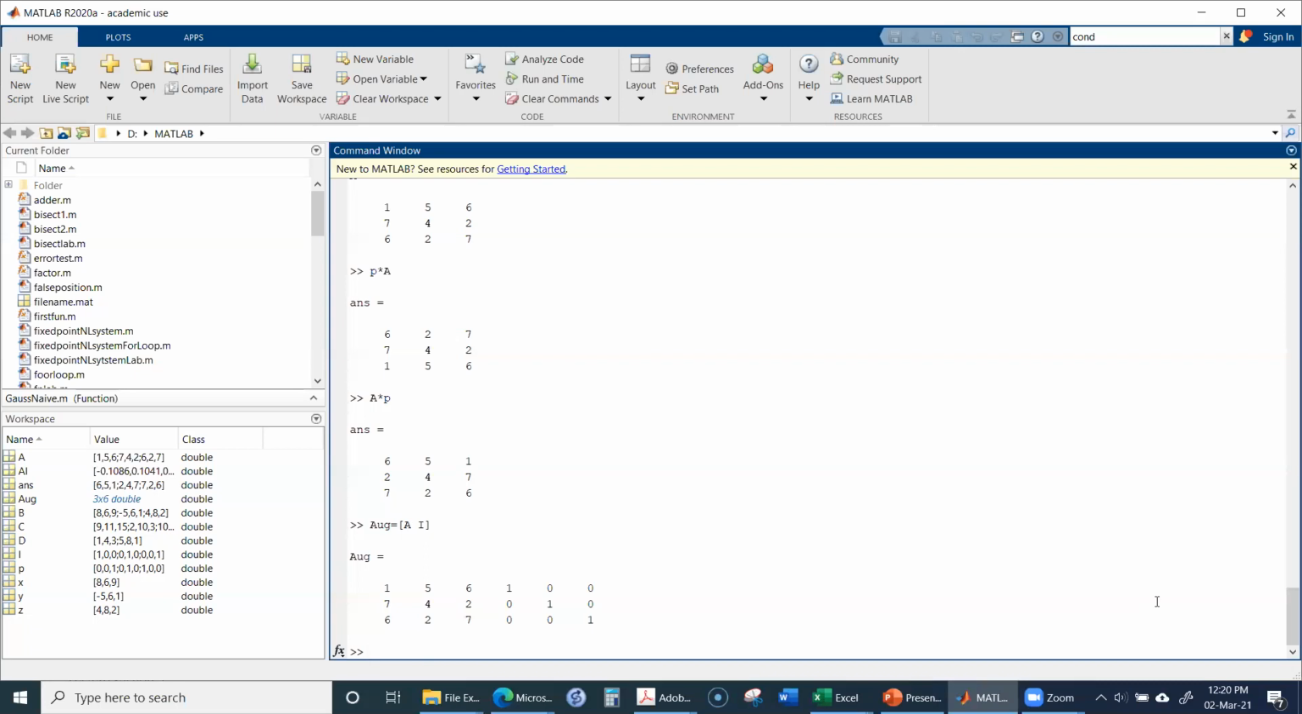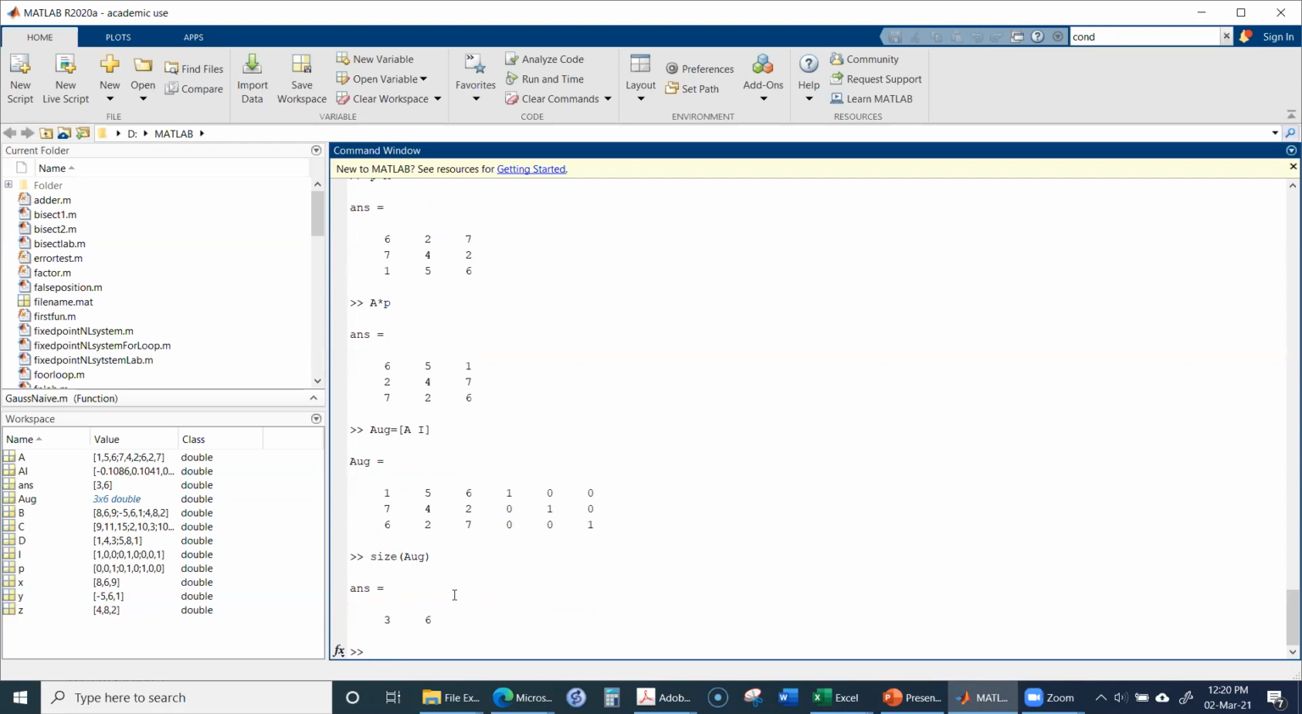And finally, there is a function called size. If I want to find the size of this augmented matrix, we know that it has 3 rows and 6 columns. So the answer will be shown as 3 and 6. It will show that the size of this augmented matrix is 3 rows and 6 columns.